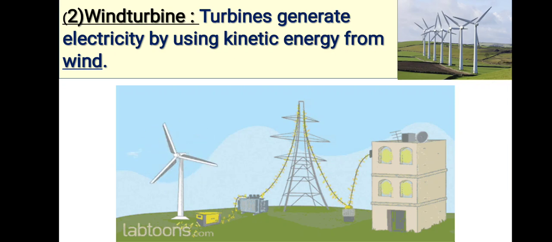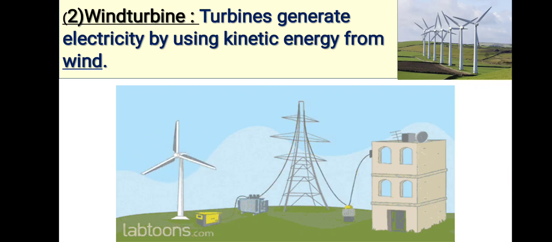When the wind starts to move, it will produce which type of energy? It produces kinetic energy. The kinetic energy after that changes into electrical energy by the wind turbine, as we can see in this picture. So this is called a wind turbine.